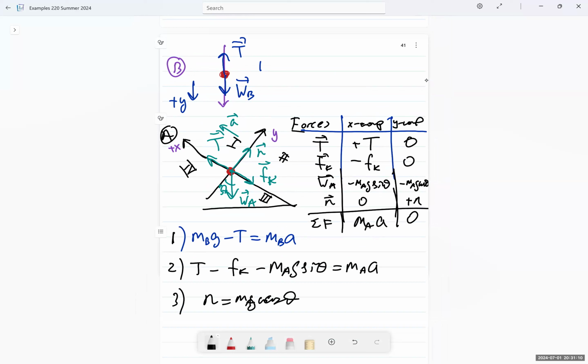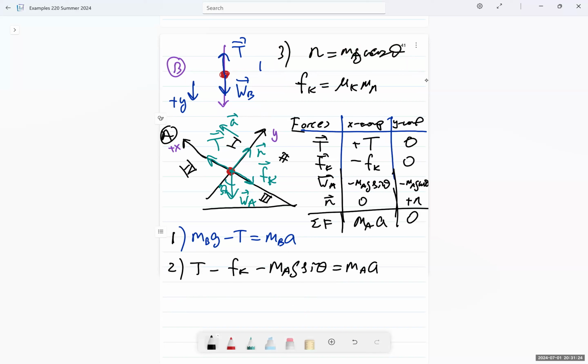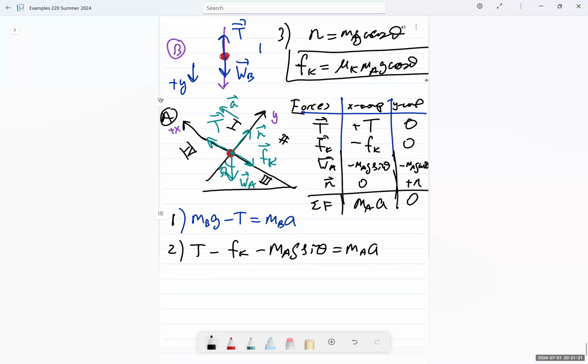So what I will do here is move equation 3 out of the way. We don't really need that, we only need it to get the kinetic friction value. So it's mu k times the normal force, so mu k times MAG cosine theta. That's just the expression for kinetic friction. Then, since we want acceleration and we don't care about tension, we can add these two equations together and eliminate tension.